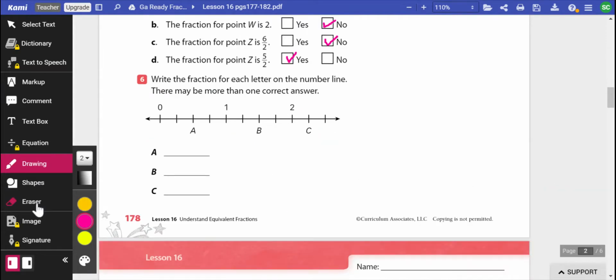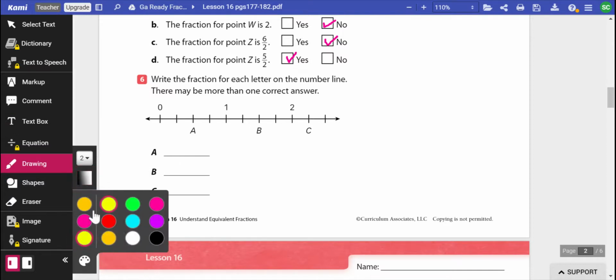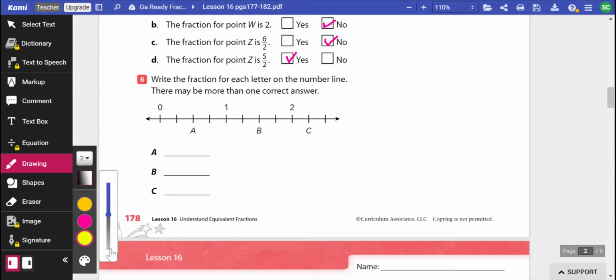All right, for question 6, it says write the fraction for each letter on the number line. There may be more than one correct answer. So first I need to find my whole numbers. My whole numbers here are 0 and 1. And let's just make this transparent. 0 is a whole number, 1 is a whole number, and 2 is a whole number.